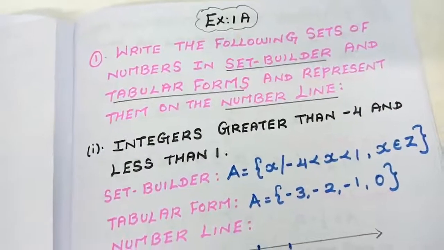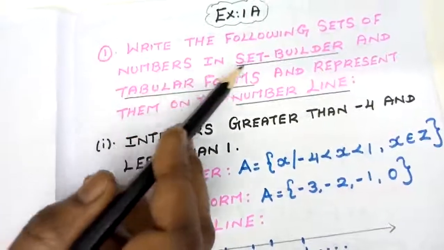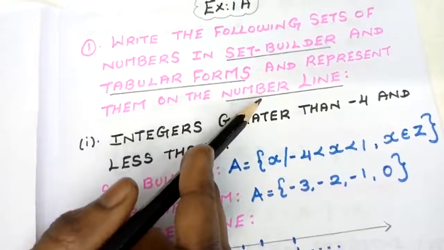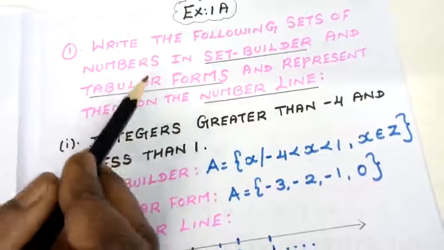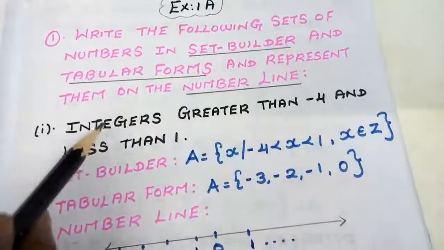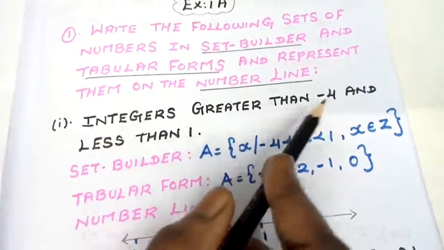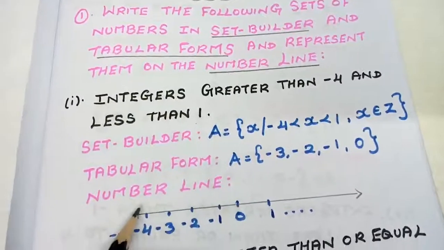Exercise 1A. First question: write the following sets of numbers in set builder form and tabular form, and represent them on the number line. They are asking you 3 things here, students: set builder, tabular form and number line. I am going to take the first question. The first question given here is integers greater than -4 and less than 1. First I am going to draw the number line.